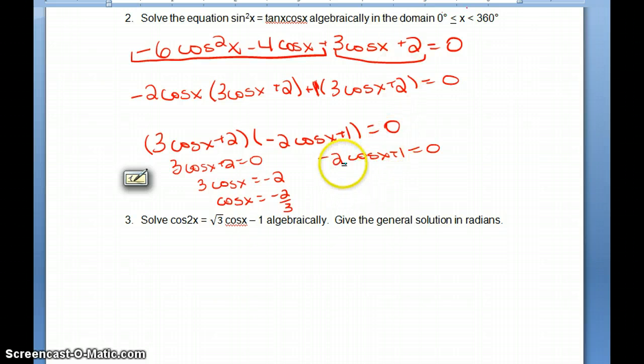Okay. For our second one here, we have negative 2 cosine of x. We're going to move that 1 to the other side, so we have negative 1. Then divide by negative 2, we have cosine of x is equal to positive 1 over 2.